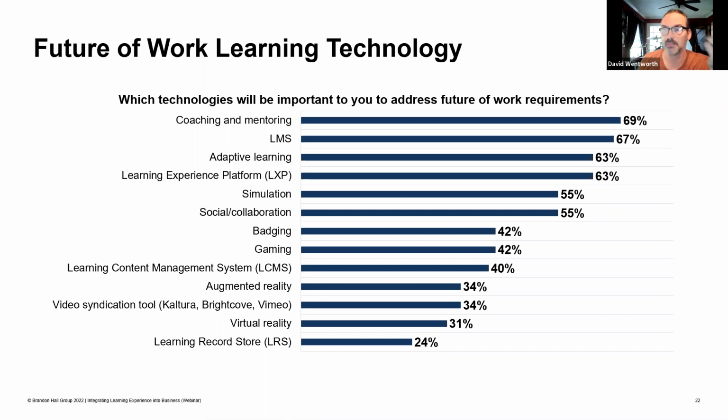But going back to my earlier point about coaching and mentoring being number one. Again, you typically have not heard of that in a technology conversation. And now, what technology do you want? I need coaching and mentoring technologies. And that's the number one thing. I think that's the most interesting thing for me on here. You see things like badging, gaming on here. I mean, 42% of organizations are saying it's going to be important.